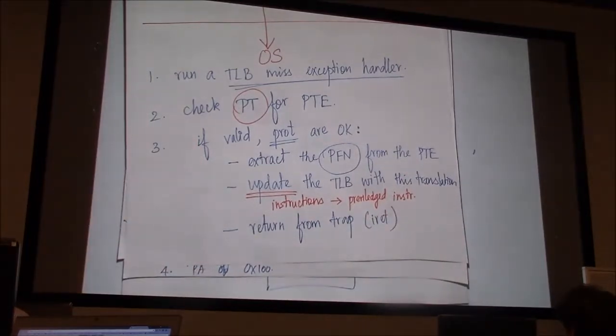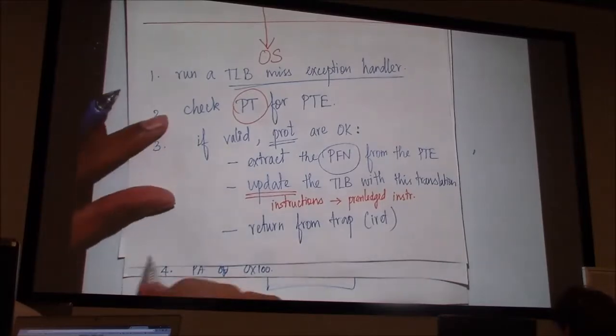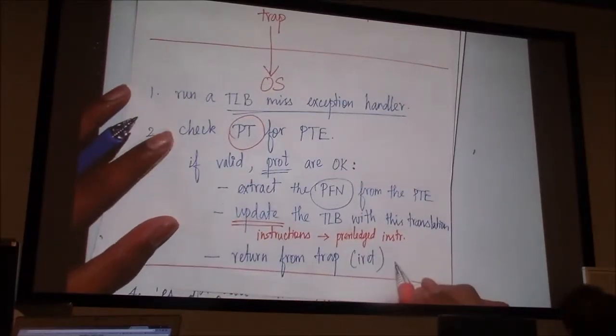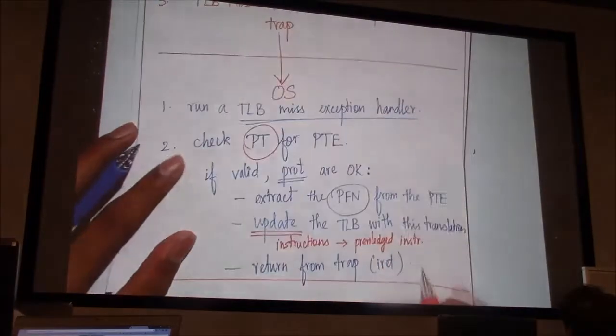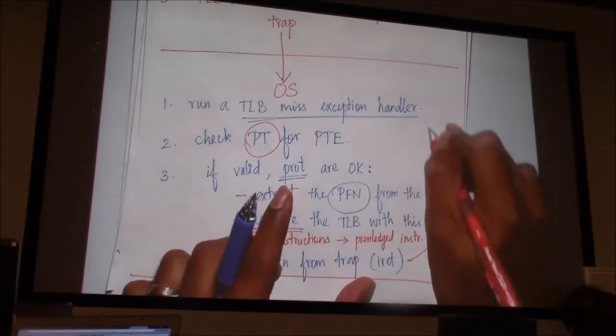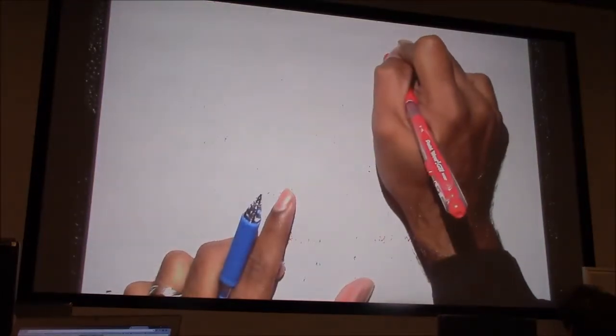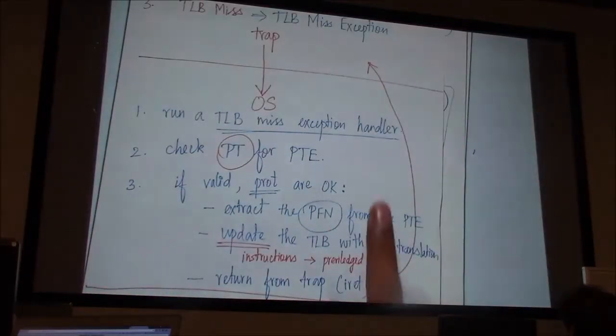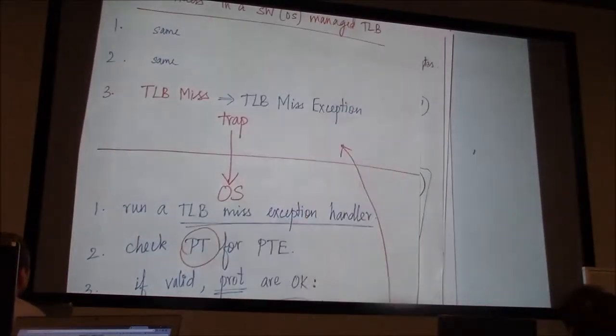Now you're returning back. Now, after this, the control gets back to the hardware. Now the hardware is going to execute something. When the return from trap happens, we are here. We are in the hardware. And once we are here, the hardware is going to execute.